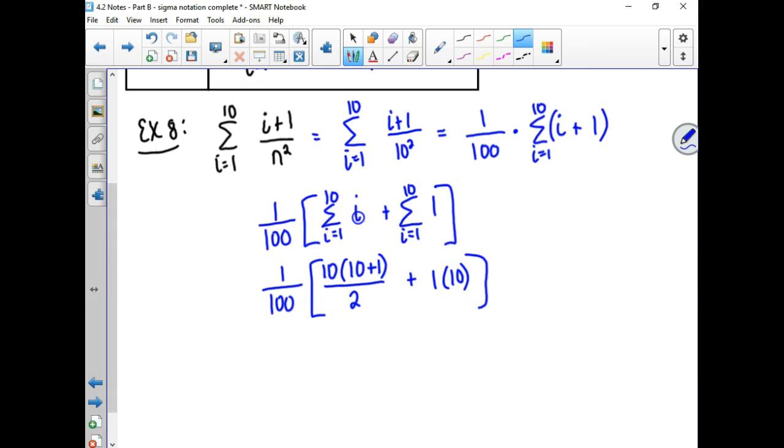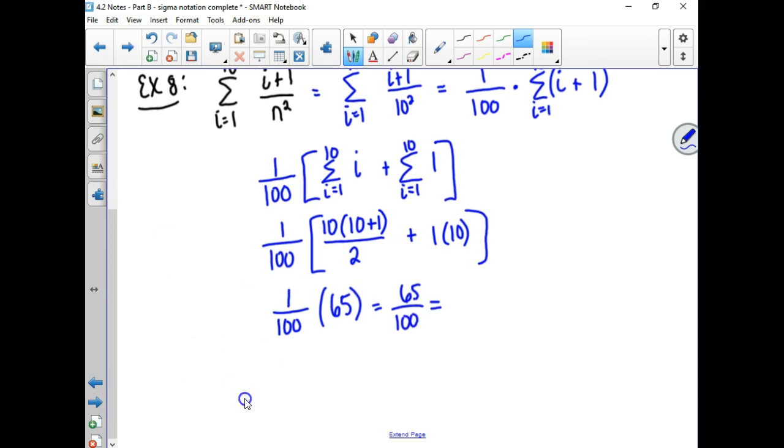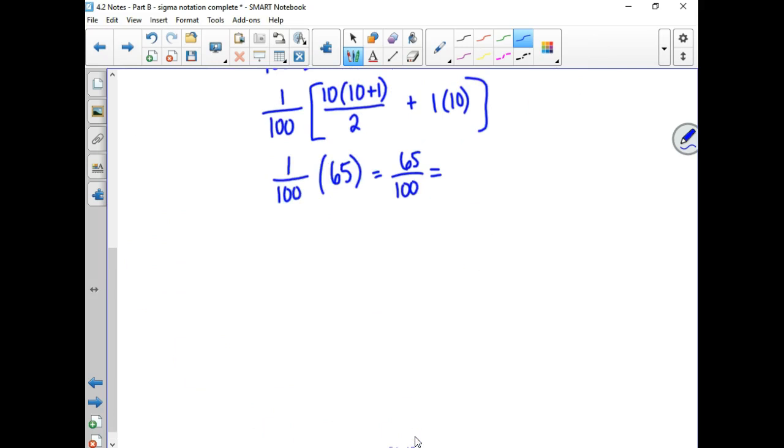Okay, so here we're going to have 110 divided by 2, 55, right? Oh, you're adding another 10. Okay, yes. So this is 110 divided by 2 is 55, plus 10, we get 65. So that gives us 65 over 100, which I am just going to make into 0.65.